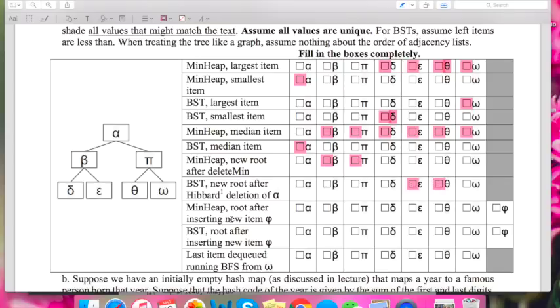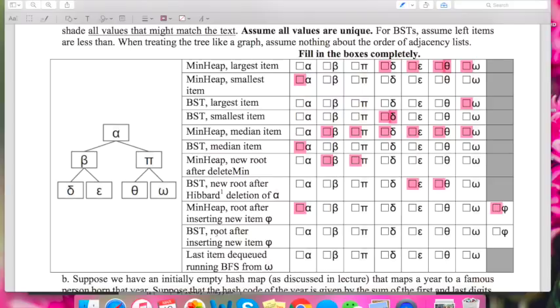So now min heap, what's the root going to be after we insert some new item? The new root will have to be the smallest item. So the smallest item will either be alpha or the new item. So there's really two cases. Either this item here is larger than alpha or it's smaller. If it's larger than alpha, then alpha will still remain the minimum. So that will be the root. So we can mark that here. Or if this new item is smaller than alpha, then this item will become the new root. So that's an option as well.